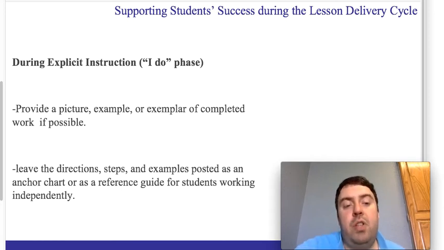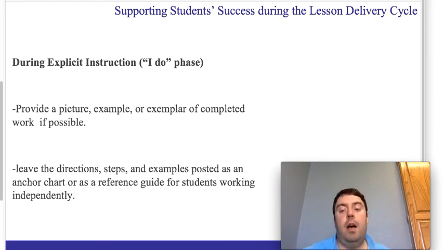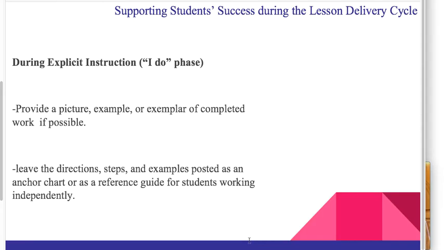Another thing is it's important to provide a picture, an example, or an exemplar of the desired work that you're expecting from students. This will give students an idea of what your expectations are, and also can give them an idea of how to complete the project, what the final project will look like. Make sure you keep your directions or your steps and your examples of how to complete an example question or an example activity on the board so that students can reference that when they're working on their own.